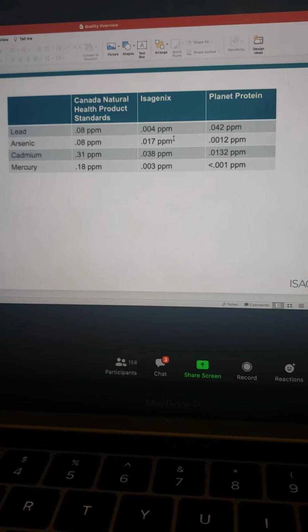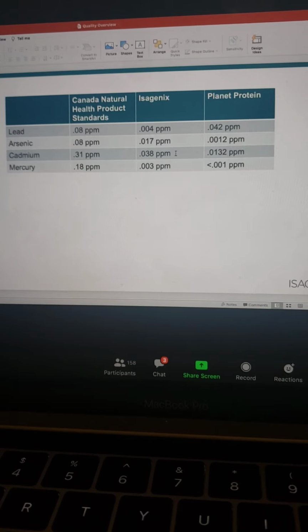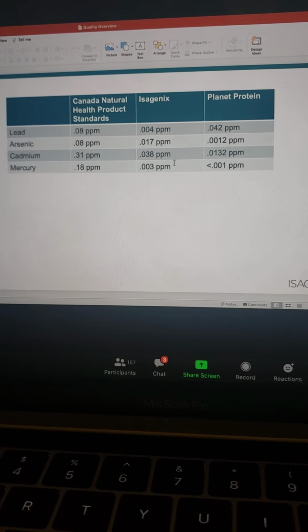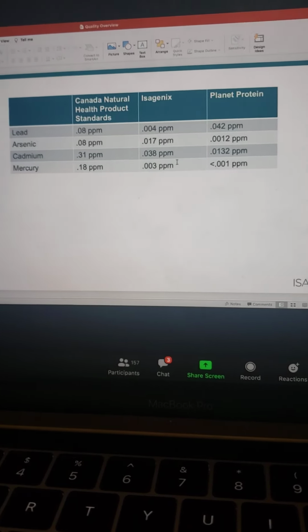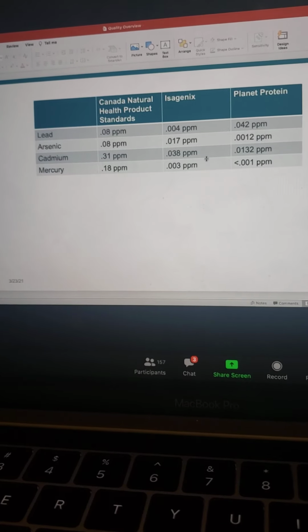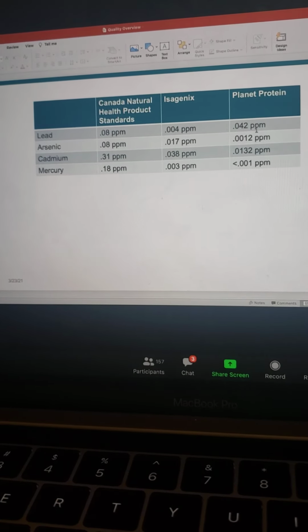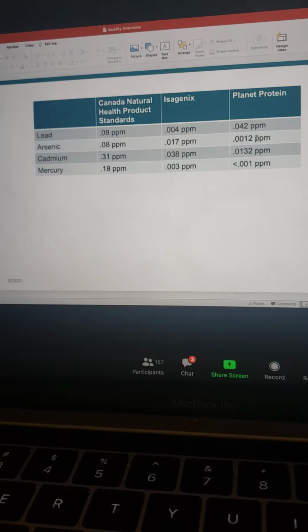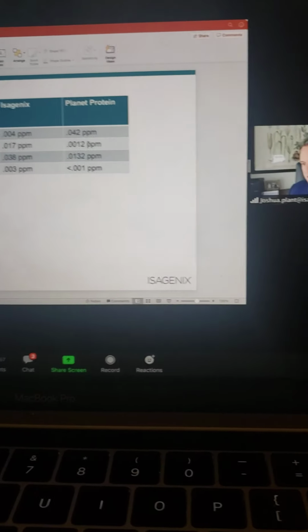6 times less, 4.5 times less than arsenic, cadmium, 10 times less. Mercury, 60 times less, right? Don't question my math. I'm doing this. Here it is. And you can see how you are so far at the end of the spectrum with both of these that it's easy to get that.